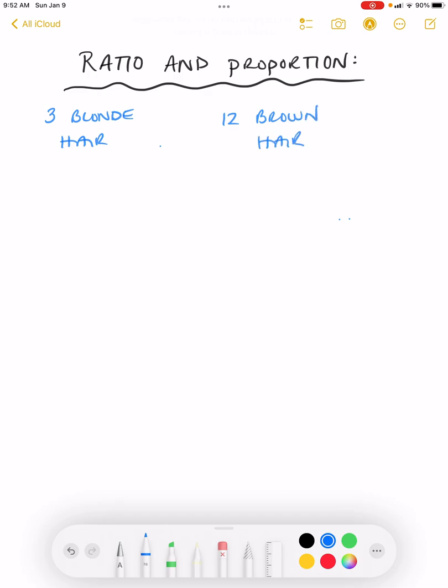Well, if we want to compare these, let's say we want to compare the people with blonde to brown, we could then write a ratio 3 to 12 and write it like this. All right, so I'm sure you've seen this before. We're just reviewing the basics. Now, what we can also do with ratios is we can simplify them, and I can divide both quantities by 3, which would mean it simplifies to be the ratio 1 to 4.